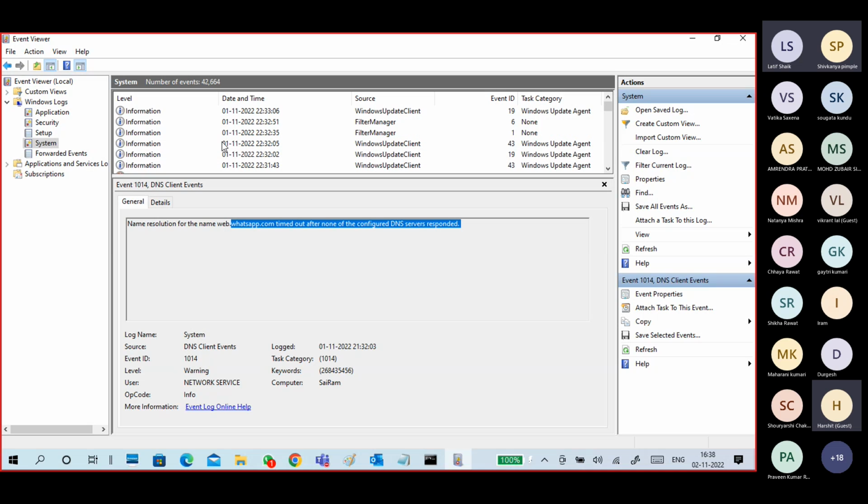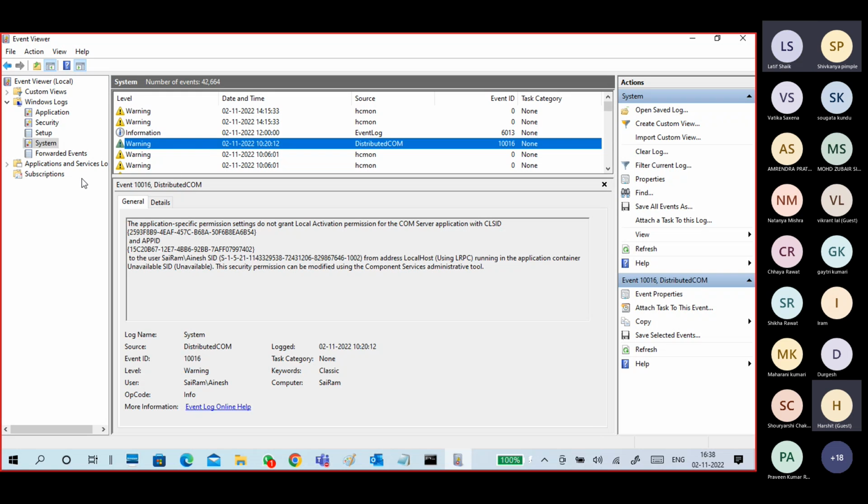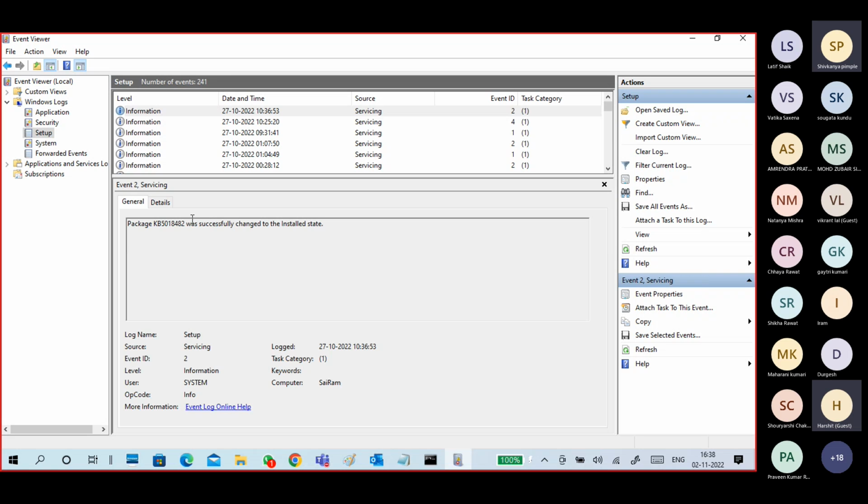So this is your system: kernel related, operating system, application, timing, system uptime. Many are there. Setup: package installed successfully, running successfully. Reboot is necessary before the package is installed. Because it was successful, it is showing as an event.